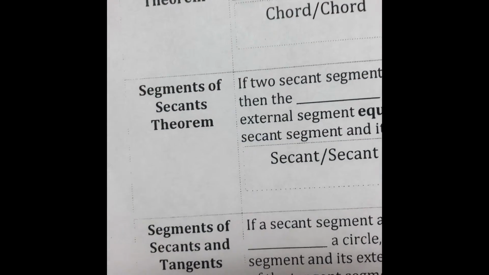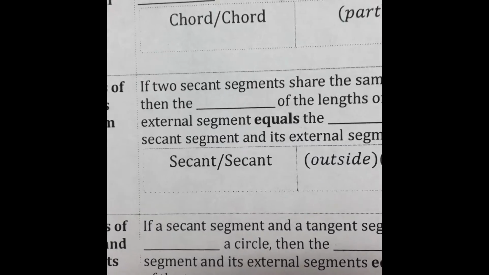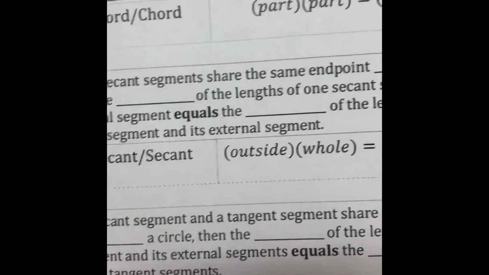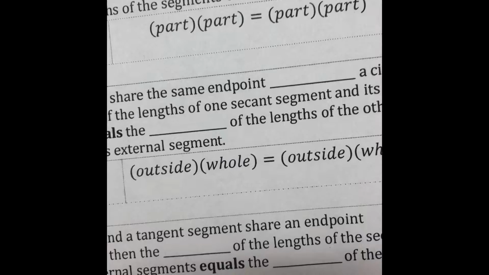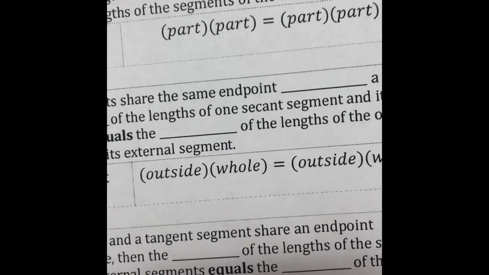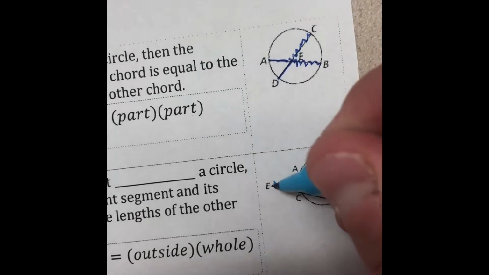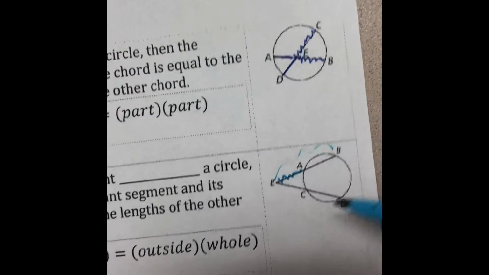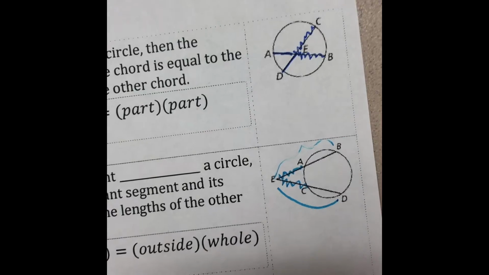The second type of relationship in today's lesson is whenever you have two secants. You'll have those to fill out from the filled out notes. We're looking at these secants as having two pieces: the outside, which is the part that's outside of the circle, and then the whole thing, which is the entire secant. When you look at this picture, the outside would be EA, and the whole thing would be EB. The outside would be EC, and the whole thing would be ED.